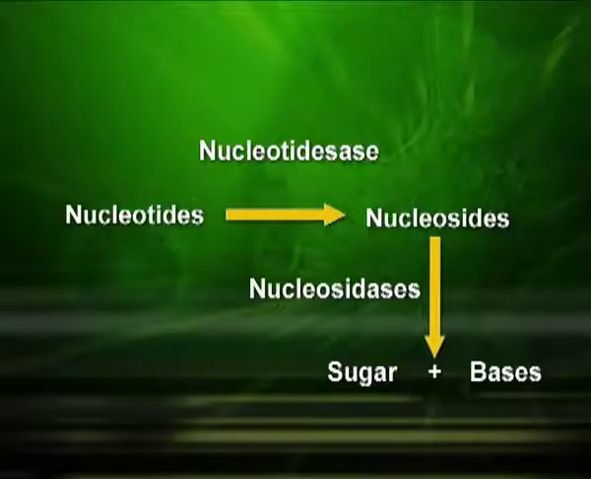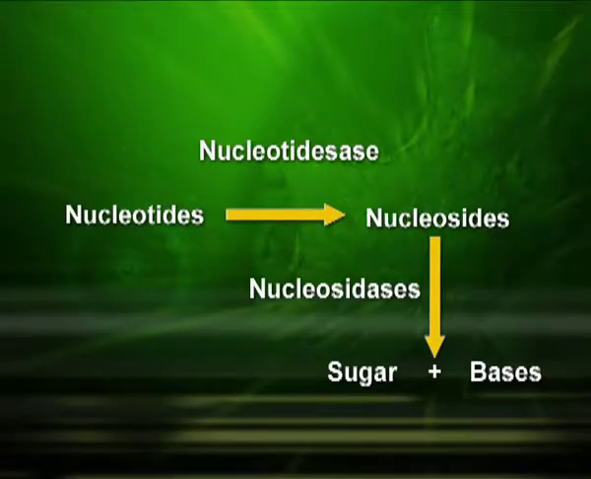We cannot absorb nucleosides, they need to be further broken down, and they will be broken down by another enzyme called nucleosidases, which are also present in Succus entericus, and now it will convert nucleosides to sugar and bases. See what a nice thing has happened. We can easily absorb sugar in the form of glucose and fructose.